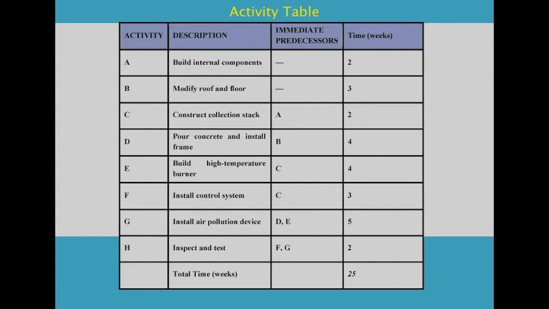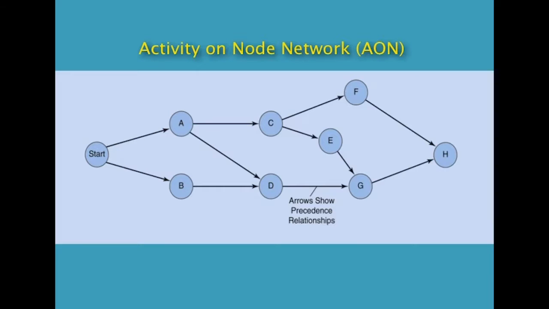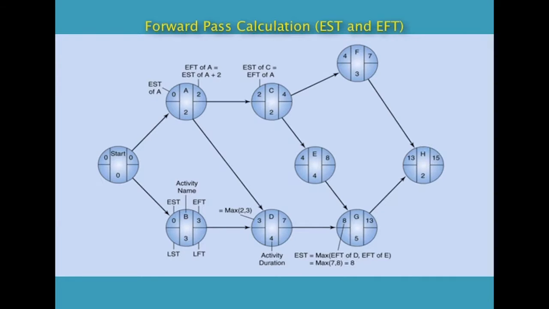You can see all this representation in the form of a table, which is called the activity table. This table can be represented as activity on node network, that is AON, where activity is represented as node and arrow is represented as immediate predecessors activities in the following manner. Using CPM method, the forward pass calculation can be obtained as follows, which is represented diagrammatically as follows.